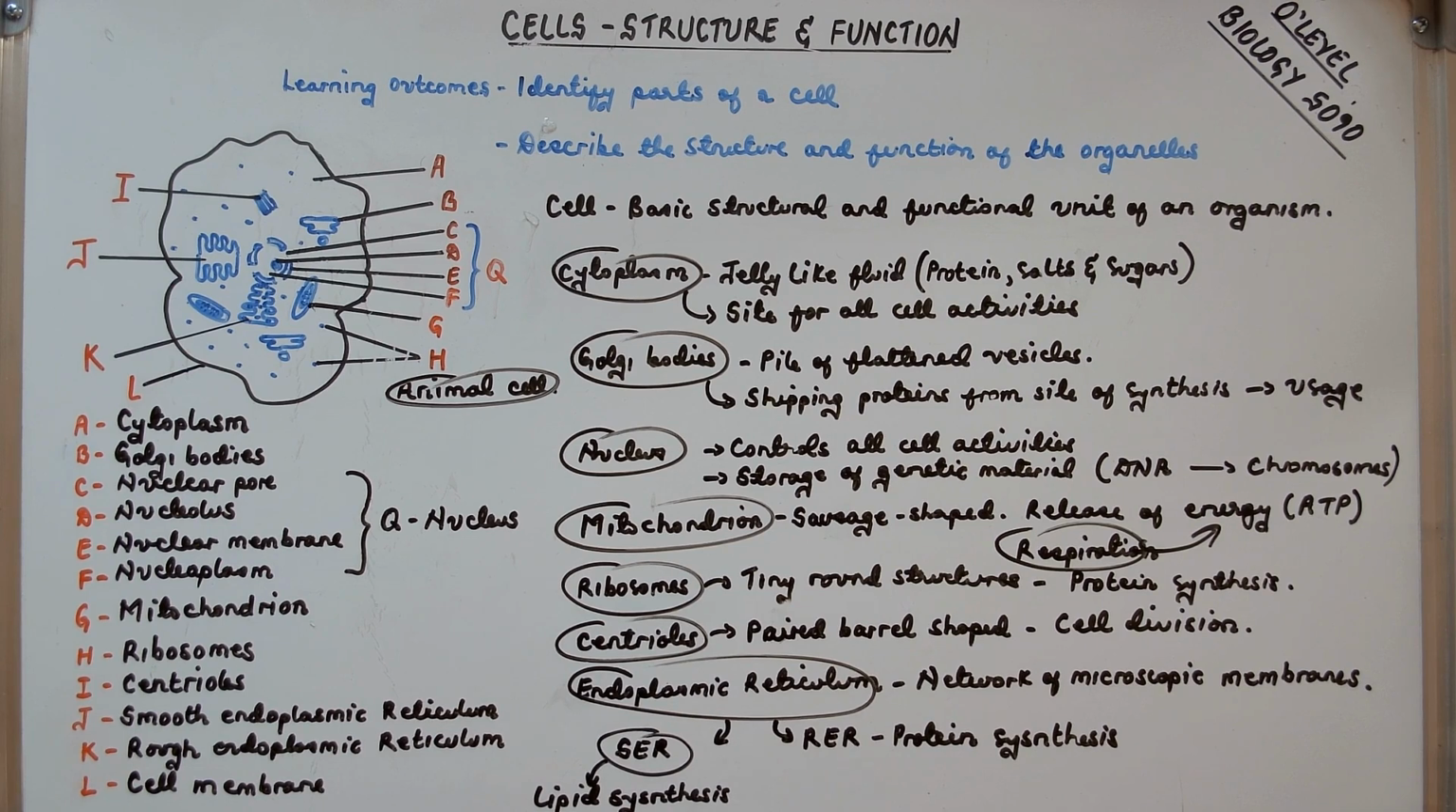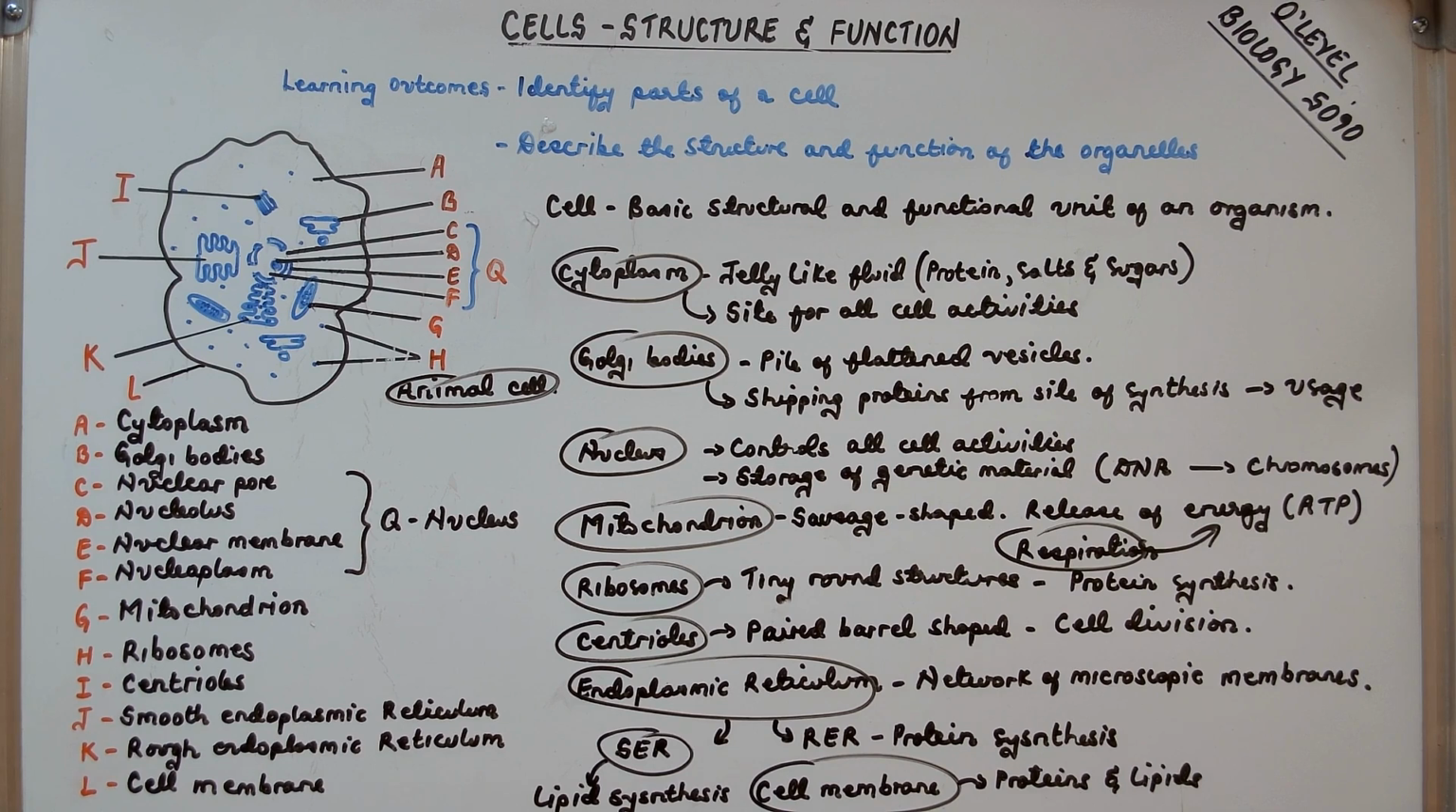Lastly, we have the cell membrane. What does this cell membrane do? The cell membrane is made up of proteins and lipids, and it plays a vital role in controlling what enters the cell and what leaves that cell.